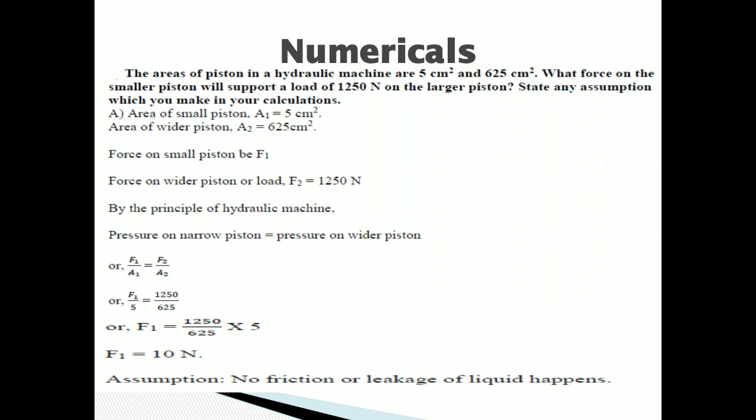What assumptions will we be making? That there is no friction between the pistons' movement, as well as no leakage of liquid happening. Means whatever liquid is taken in a hydraulic machine, that liquid will never move out, as well as there will be no friction taking place during the movement of the piston.